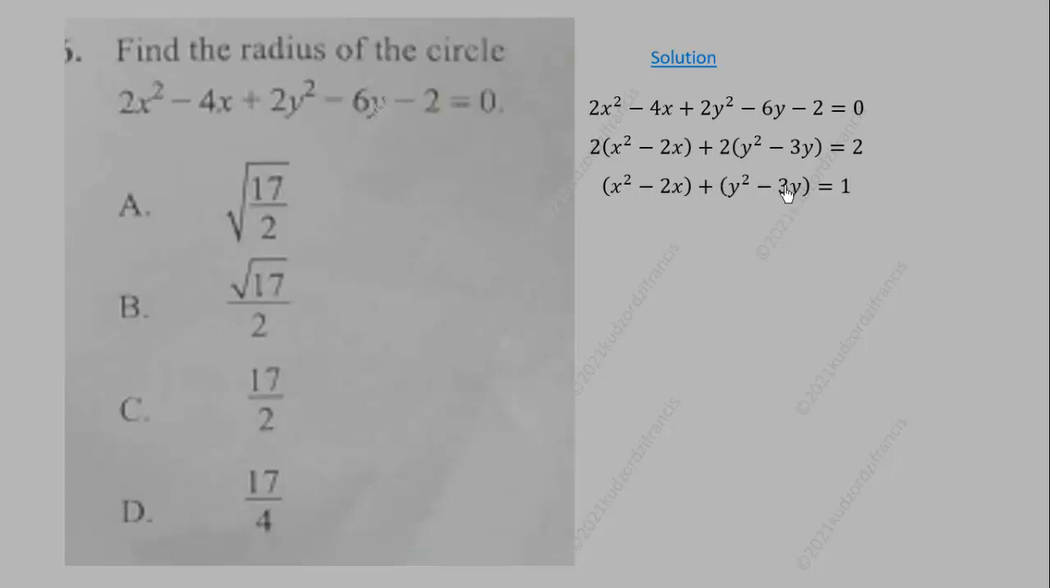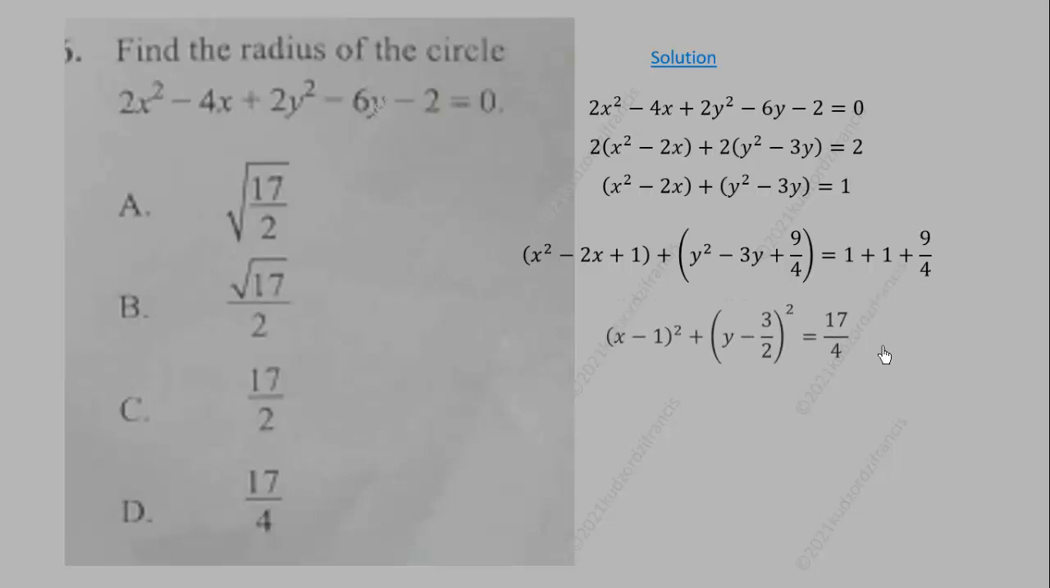Then we add the square of half of negative 3 over 2, squared, which will give us 9 over 4. We add it to the right hand side too. So that will give us this expression. Now you finish completing the square, so you factorize here and simplify on the right hand side. When you simplify this by collecting the LCM, you get 17/4.